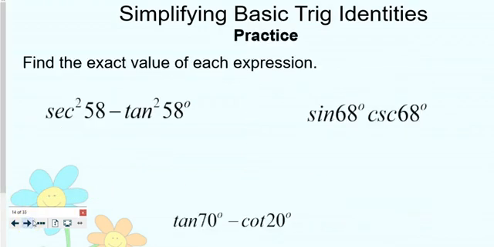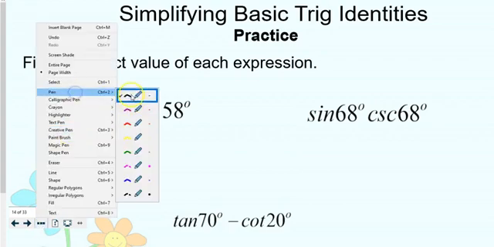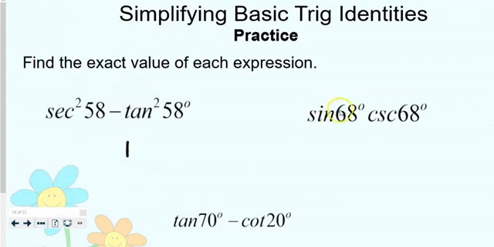And just a few more. Let's find the exact value here. Since these are both 58 degrees, these would be the same thing as just x. Secant squared of x or theta minus tangent squared of that same number is just going to equal 1. Sine of 68 times cosecant of 68. Again, these are reciprocal functions, so this is sine of 68. Cosecant is 1 over the sine of 68. These things cancel, and we just have 1.